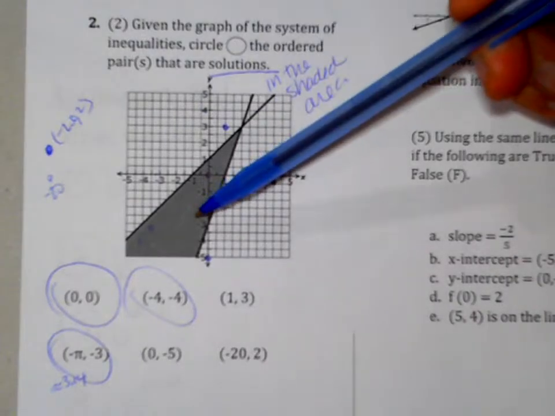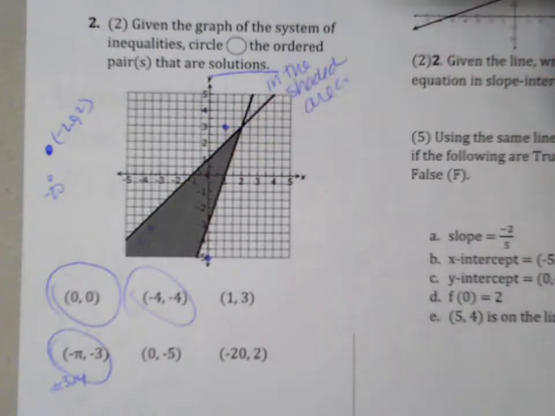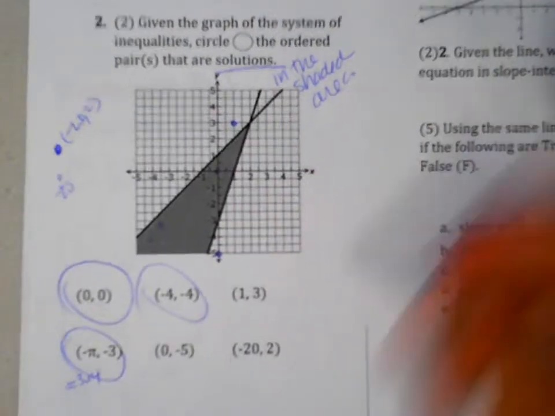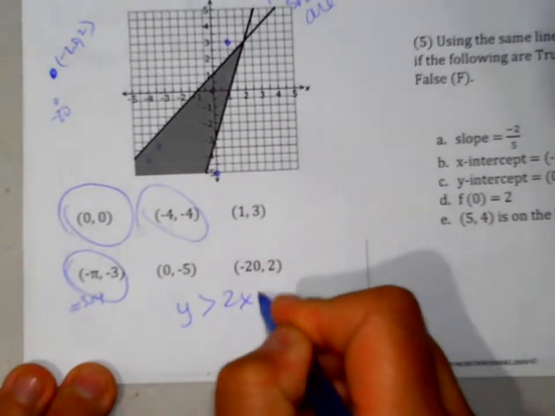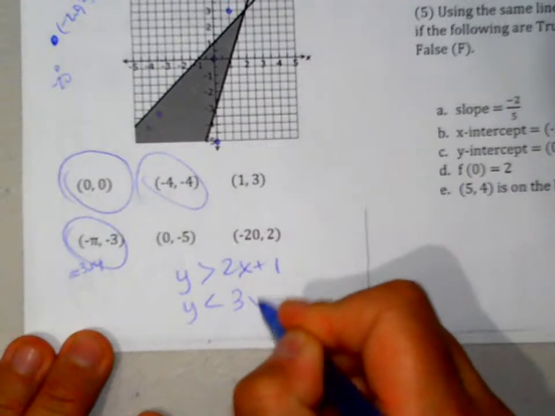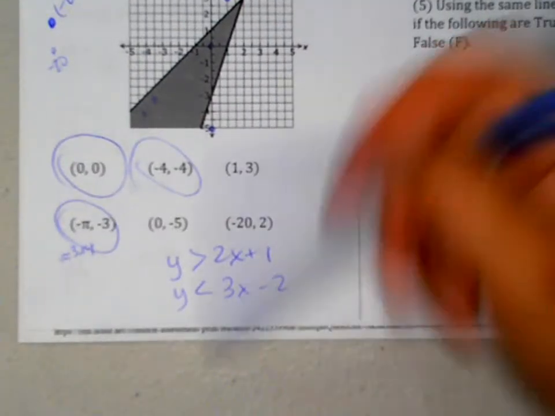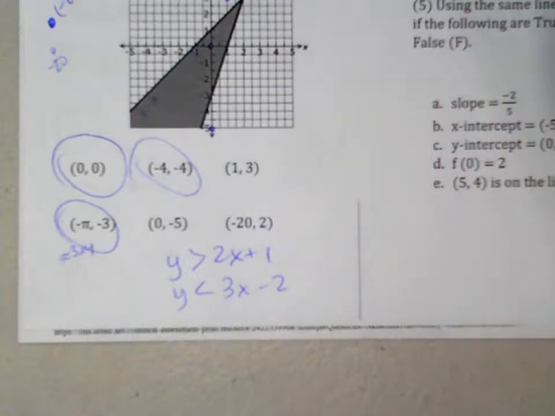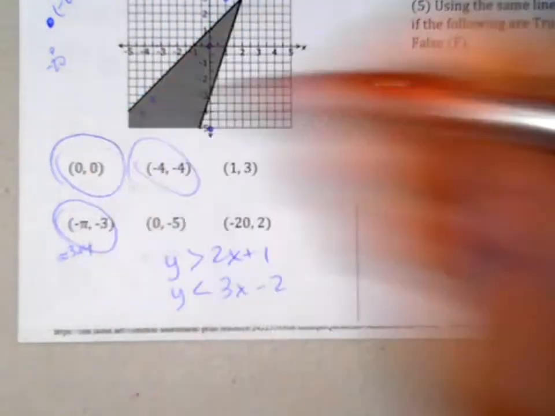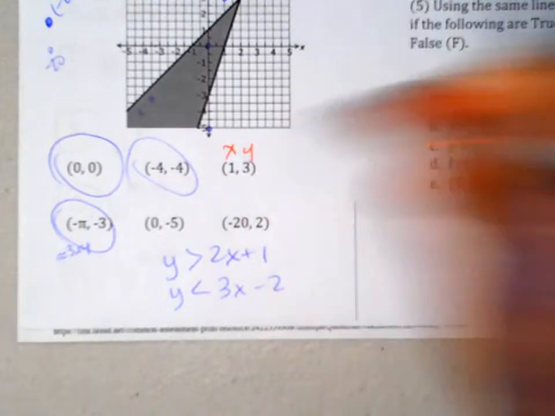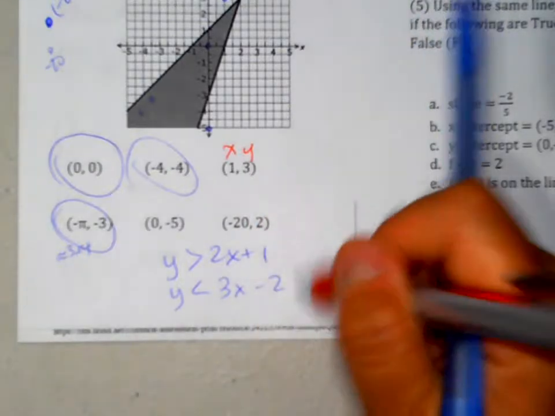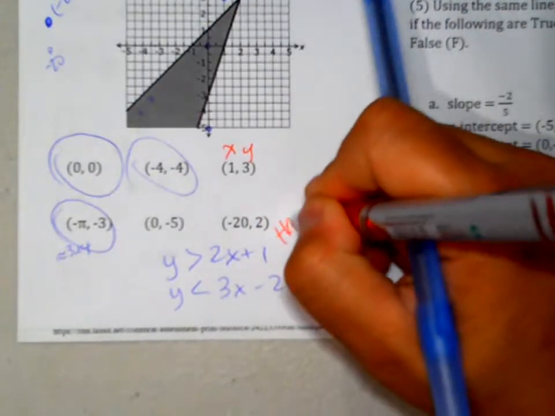When you're given problems like this, you're looking for the shaded area. So let's say you're not given the graph. If you're given 2 inequalities, like y is greater than 2x plus 1, y is less than 3x minus 2, and they want to know what points are solutions, you literally plug them in for x and y. Okay, you plug them in each time. So if I were going to do this, let me do a different one. Here's my x, here's my y, and I'm going to plug them in. And remember, it has to work for both.